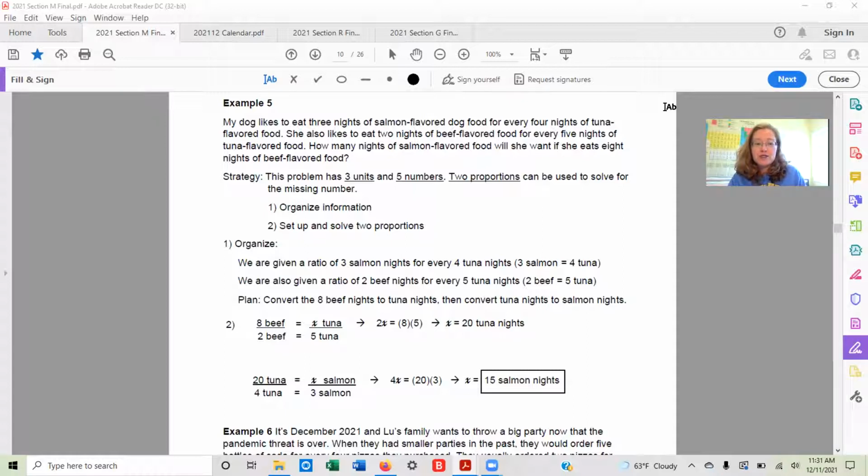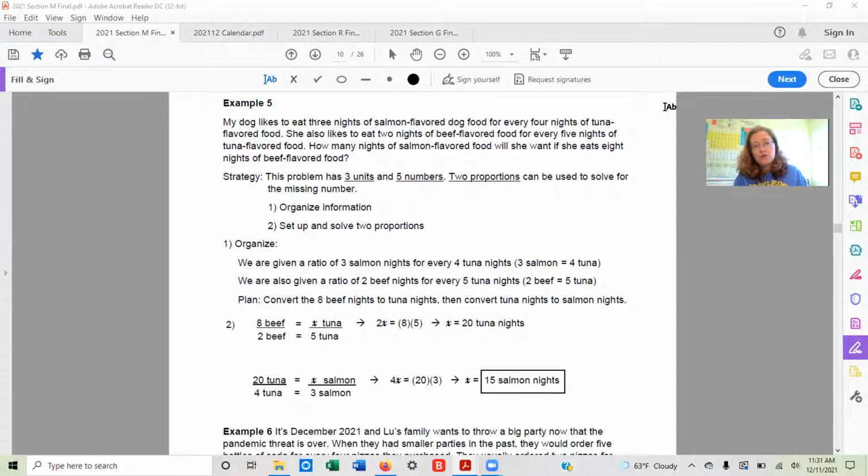So our strategy is going to realize, first of all, that the problem has 3 units and 5 numbers, and recognize that we're going to do 2 proportions to solve for the missing number. First, we'll organize the information, get rid of all those extra words, and then we'll set up and solve 2 proportions. And part of what we're going to be doing with this is looking for a friend. And that's going to help us with doing the 2 proportions.